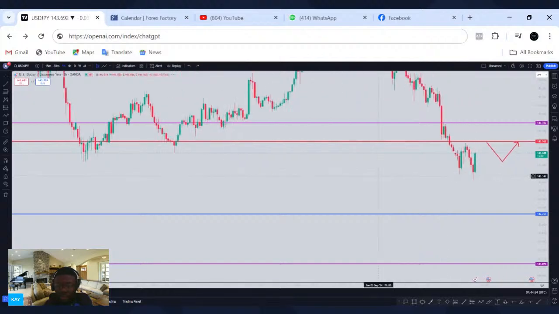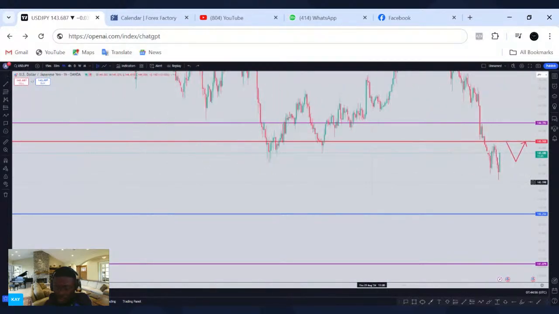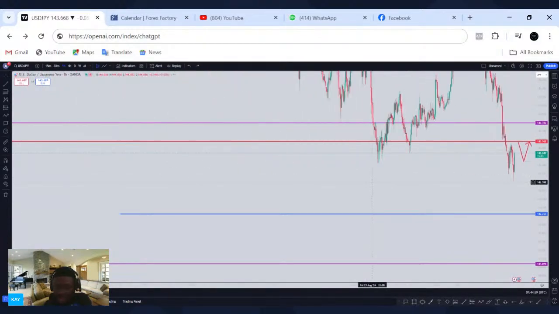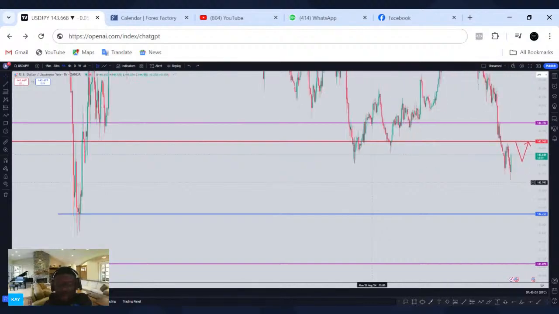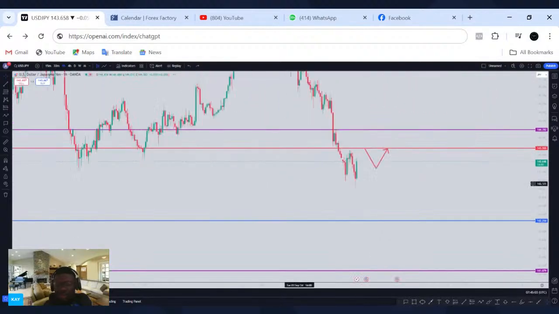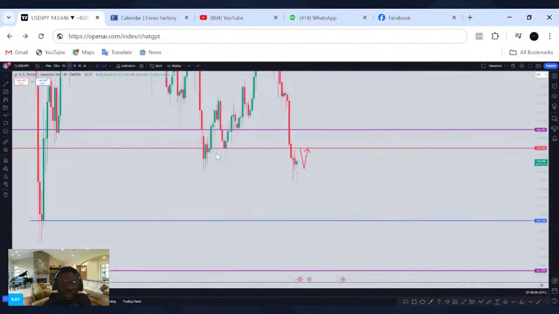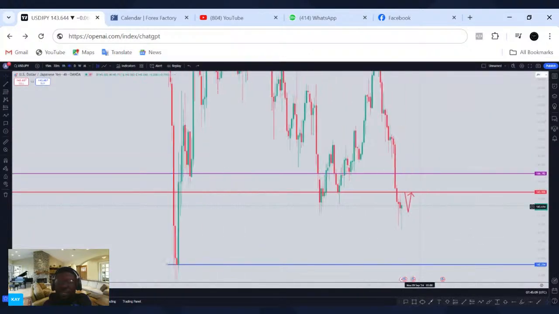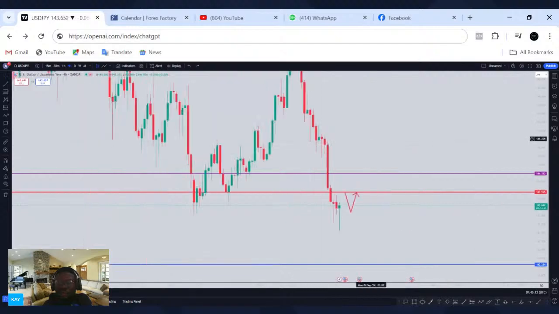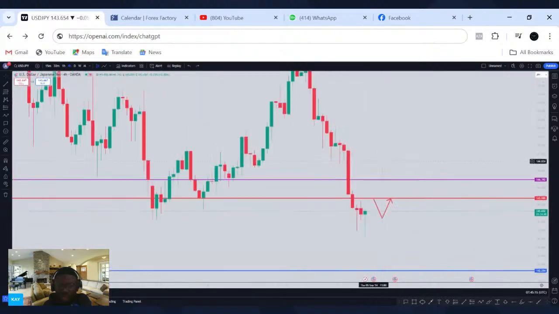So you have to wait for a pullback like this. You get it? So there's no entry on the H1 time frame. The move has already happened, the massive move. This was the place that you could have gotten an entry. You get it? So it's the same thing that is happening on EURUSD.